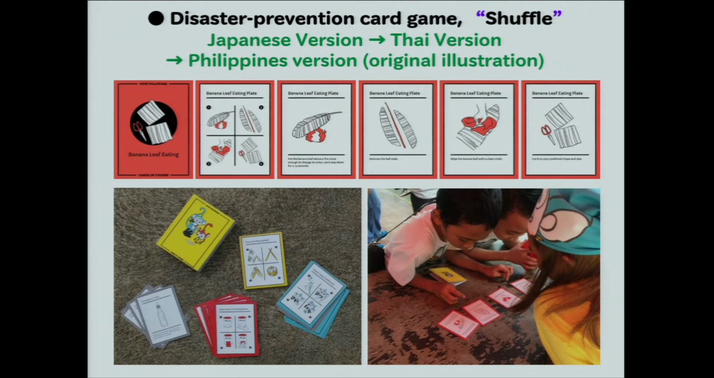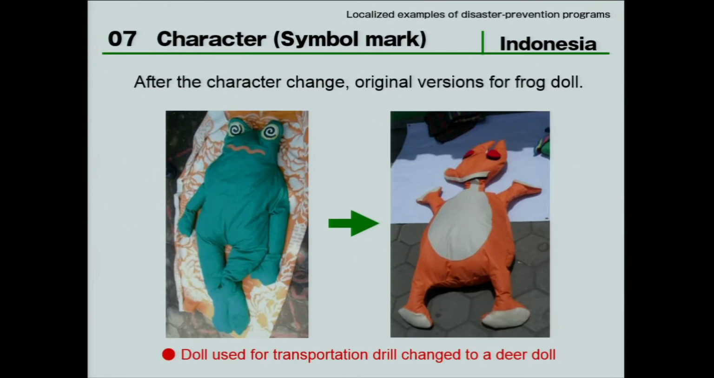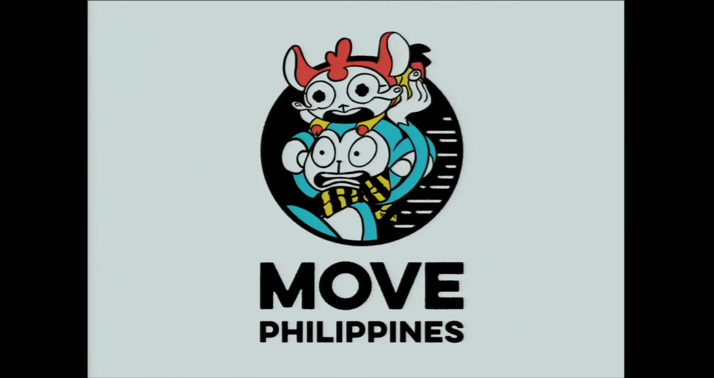This is the Thai version of the shuffle game. This is the Philippine version. So if you look into it, the folding method of the banana leaf dishes is different, as in the case of newspaper. And the symbol character also gets localized. In Indonesia, they use this Bambi, and I don't know if this looks like a Bambi, but anyway, that's what they try to do.